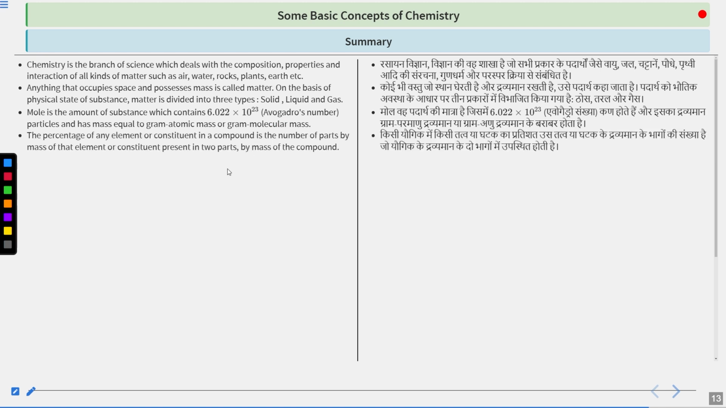Next is percentage composition. The percentage composition of any element or constituent in a compound is the number of parts by mass of that element present in 100 parts of the compound. So if you are taking 1 mole of, suppose, NaCl, then the mass of Na in 1 mole is 23, and the overall mass is 58.5. Then the percentage composition is 23 by 58.5 into 100. So that's simple, right? Now for a compound, the elemental percentage will always remain the same because the ratios and the amounts that combine to give the final compound are always the same. For that reason, the percentage will always remain the same.